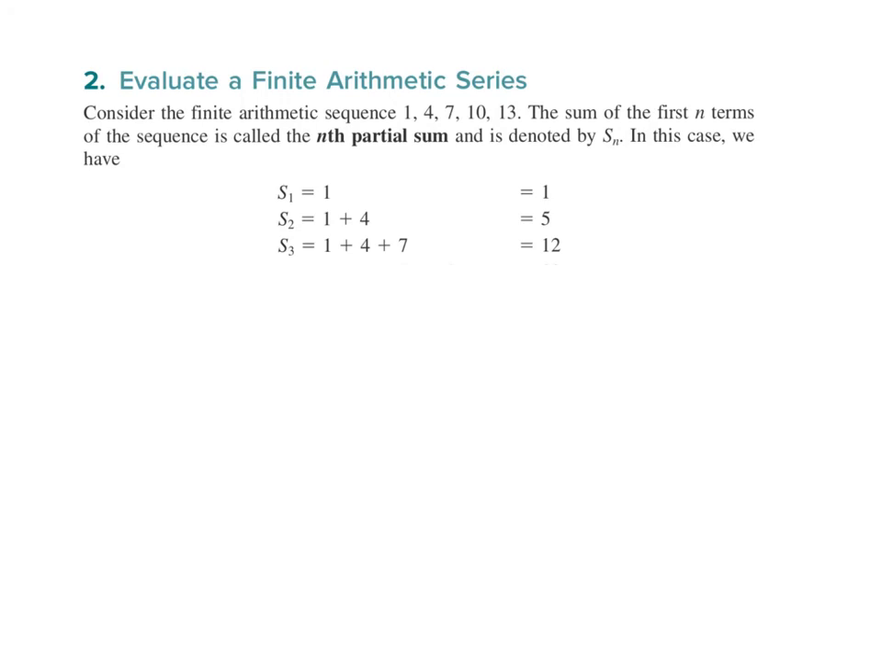What's S sub 4? 22. And then S sub 5 is 35. So it's just different partial sums. Now, it would be a lot easier to find S sub 5 if we had a formula instead of adding all those things up. So let's show you where this formula comes from.